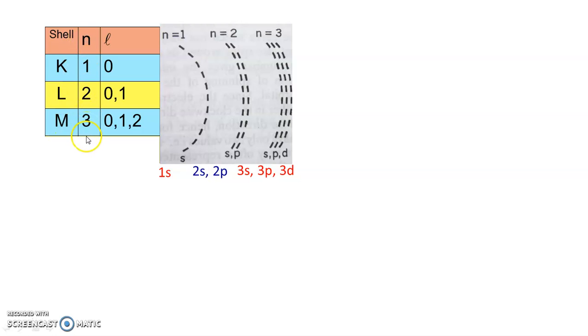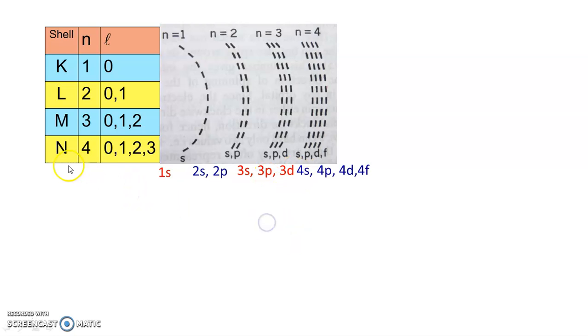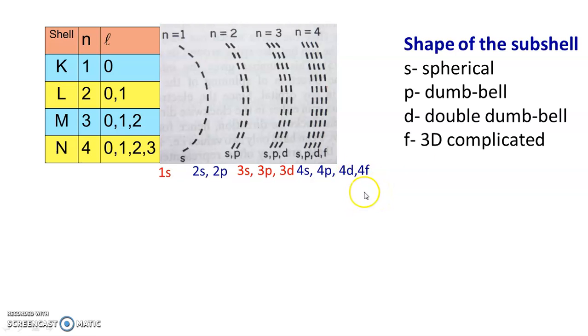Now for the third shell, n is equal to 3. Possible subshells are l = 0, 1 and 2, and designations are 3s, 3p, 3d. Similarly for the N shell, small n is equal to 4. Possible l values are 0, 1, 2, 3, and the designations are 4s, 4p, 4d and 4f.